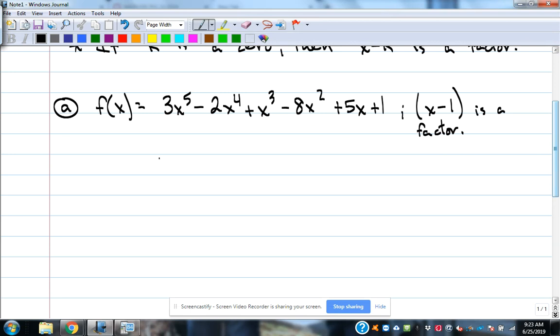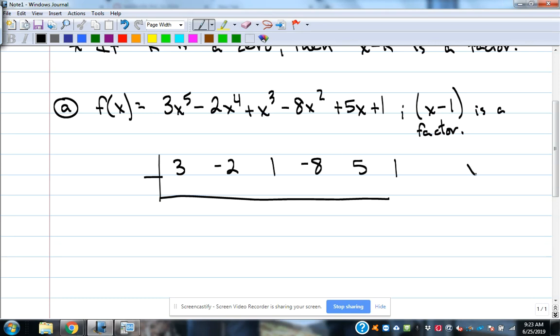So the first step you're going to set up is your synthetic division with this problem. So we're going 3, -2, 1, -8, 5, 1. I'm going to set x minus 1 equal to 0 in order to get the number that goes on the shelf. So remember doing this last week. We started doing that. So we're just verifying that that's a factor. Just reviewing that skill here. And then we'll get into factoring it completely in just a little bit.